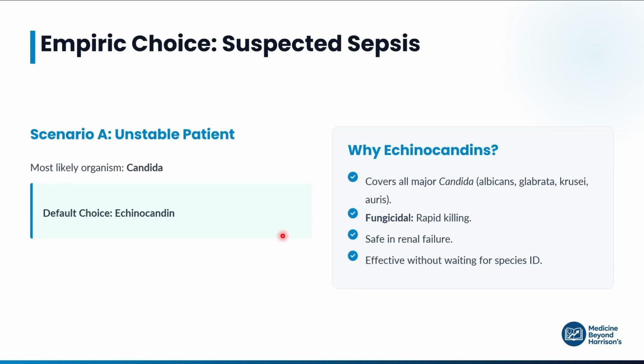Empiric choice, suspected sepsis. For example, if a patient is unstable and the most likely organism is Candida, then the default choice would be echinocandin. Why? It covers all the Candida species, like Candida albicans, glabrata, krusei, and auris.